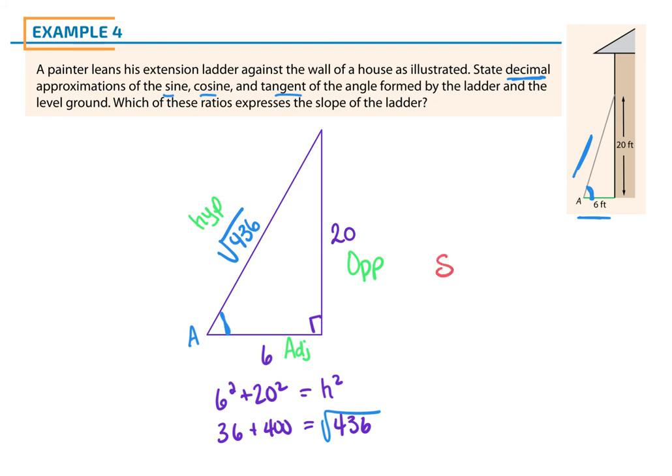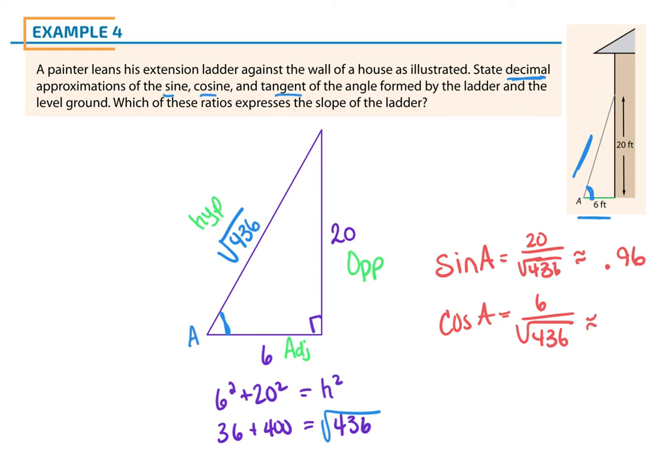So the sine of this angle that is formed is going to be 20 divided by the square root of 436. What do you get when you do that? 2 decimal places. You should get approximately 0.95 or 0.96 for 2 decimal places. We'll just do 2. Cosine then, 6 over the square root of 436. What do you get when you do that? 2 decimal places.